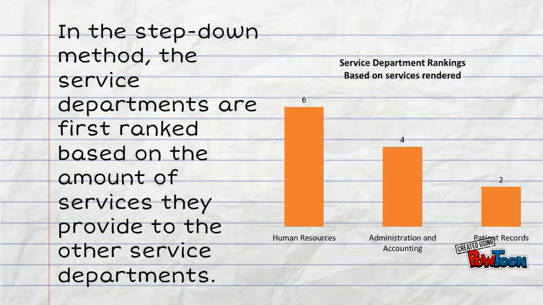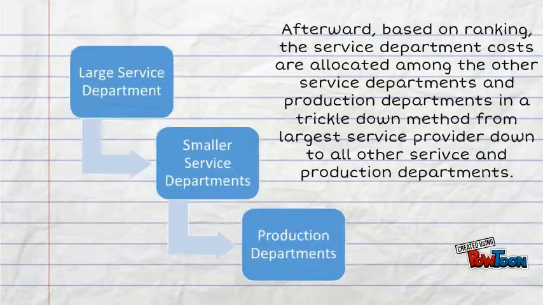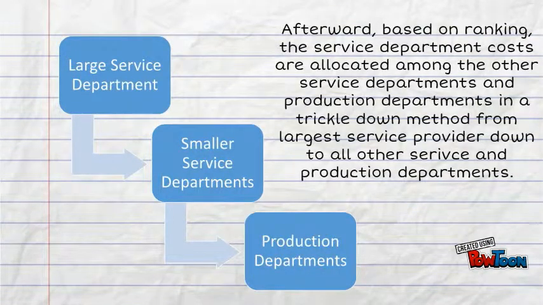In the step-down method, the service departments are first ranked based on the amount of services they provide to the other service departments. Afterward, based on ranking, service department costs are allocated among other service departments and production departments in a trickle-down method from largest service provider to all other service and production departments.